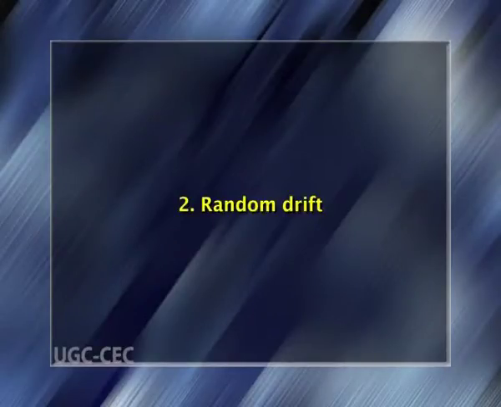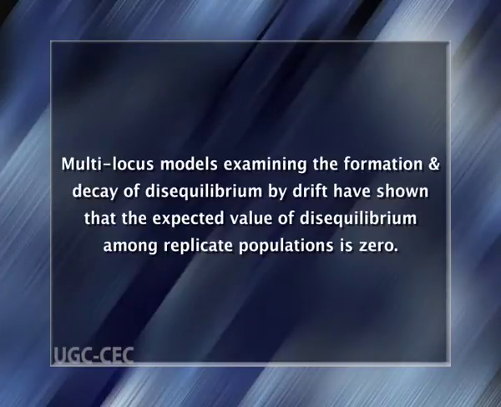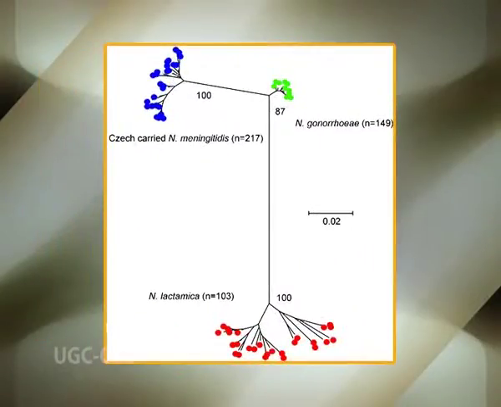Next is random drift. Non-random associations between alleles at different loci may be produced by random drift. Multi-locus models examining the formation and decay of disequilibrium by drift have shown that the expected value of disequilibrium among replicate populations is 0. This is the same result as the expected allele frequency change for alleles at a single locus. However, in any one population, the magnitude of disequilibrium may indeed be substantial.